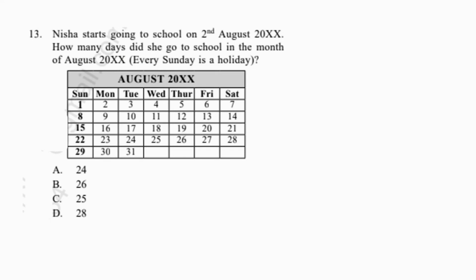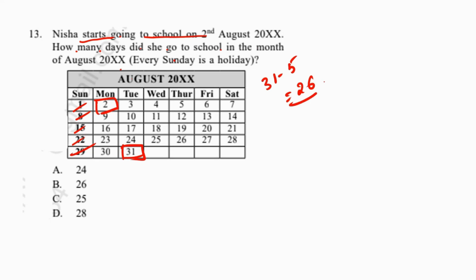Next, question number 13. Over here, Nisha starts going to school on the 2nd of August. That's a Monday as per the calendar given. How many days would she go to school in the entire month of August? Every Sunday is a holiday. So if we see, the first was a holiday and the number of Sundays we have in the entire month is 5.